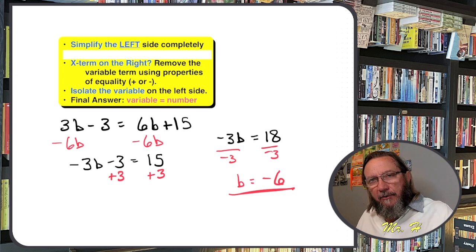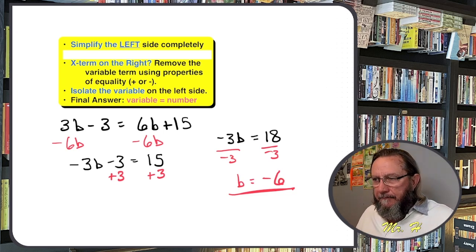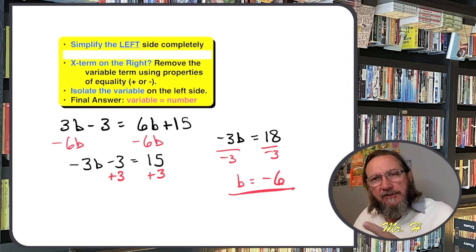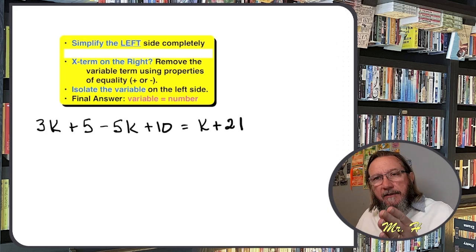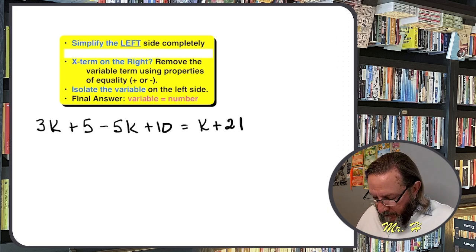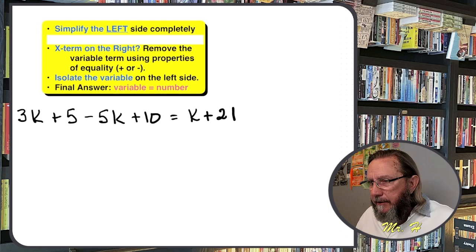We've got a variable equal to a number. Okay? A couple of problems like that, you should start to feel comfortable with that. So let's ramp up the challenge just a little bit more. Take a look at this problem. There are several things going on here.